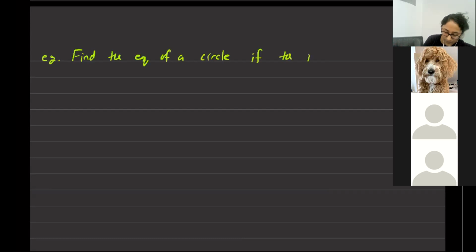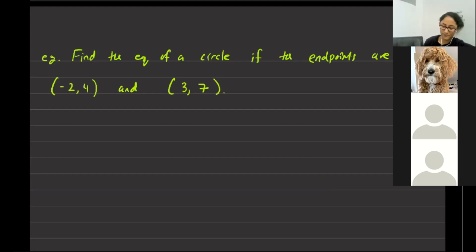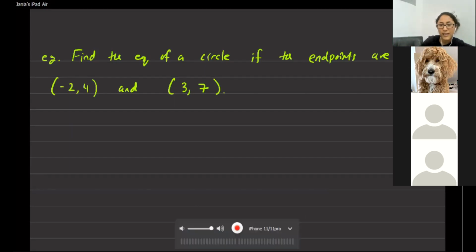If the endpoints are, let's see, let's do -2, 4, and 3, 7. Okay, so let's go ahead and do this. I'll give you guys a minute to think about it, and then we'll start.